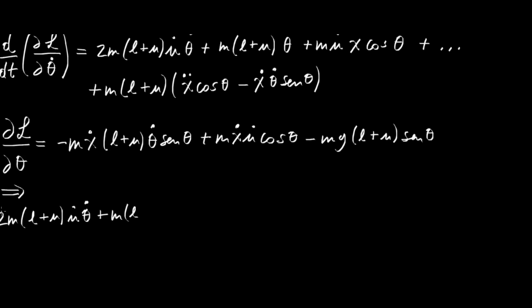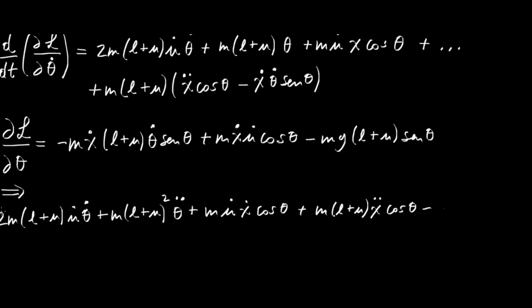Plus ml plus u squared theta double dot plus mu dot x dot cosine of theta plus ml plus u. I will multiply all the terms here in this big parenthesis: x double dot cosine of theta minus ml plus u x dot theta dot sine of theta, and now minus this second partial derivative.